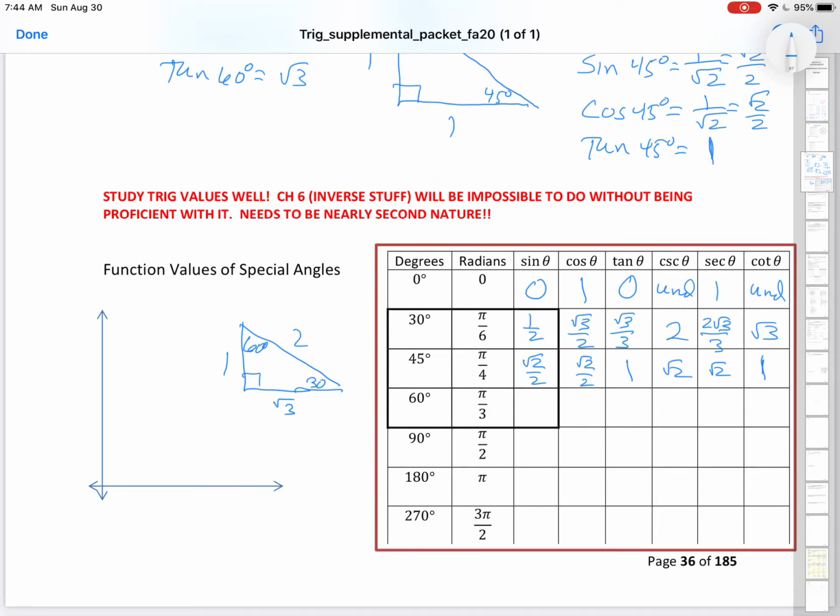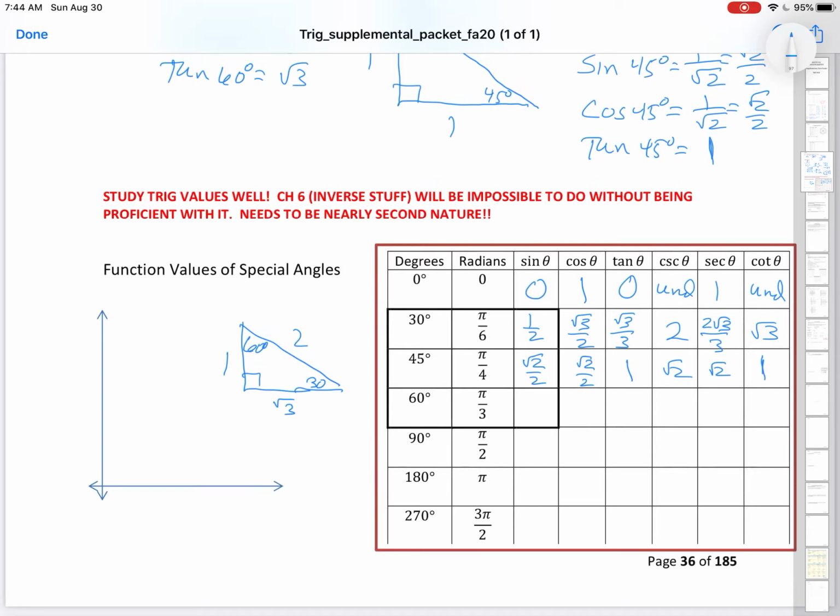Then for pi, I would draw myself a picture if I didn't have it immediately memorized. Remind myself that sine corresponds to y, 0. Cosine corresponds to x, -1 direction. Tangent, sine divided by cosine. In this case, it's 0. And then flip everything, undefined, -1, undefined.